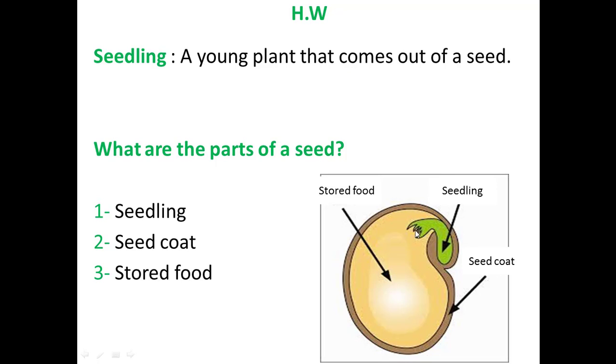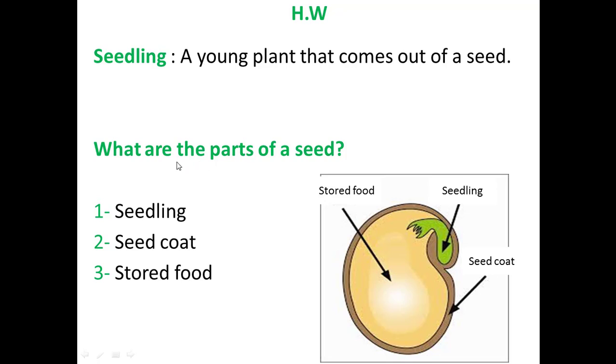This one is a seedling. It is a baby plant, a tiny plant, okay? After that, this tiny plant will be a new plant. So seedling, a young plant that comes out of a seed.